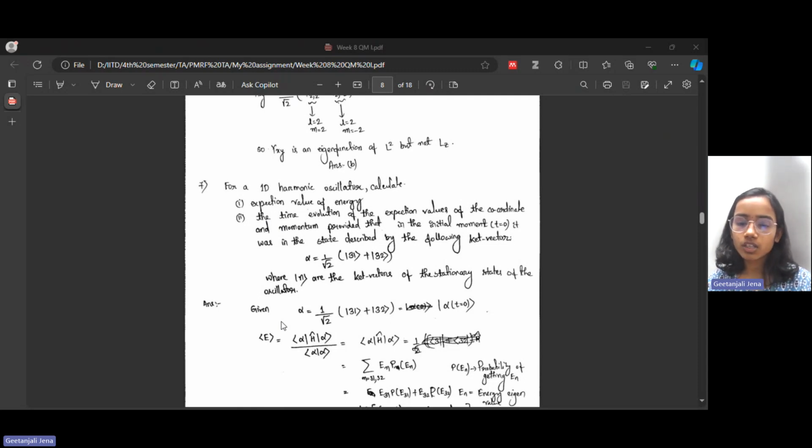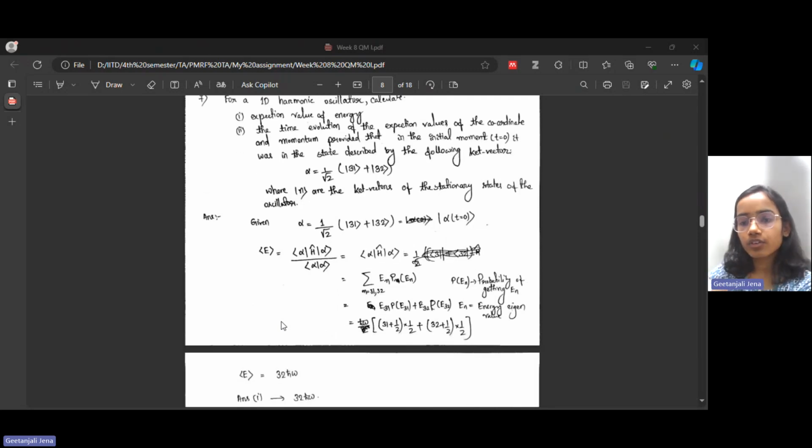You can also write the expectation value as the summation of the energy eigenvalues with their probabilities. What kind of state do you have here? You have the state 31 and another state 32. So the energy eigenvalue for the state 31 will be (31 plus half) h cut omega, and for the 32 state it will be (32 plus half) h cut omega. And you see that in alpha, these two states have the coefficient 1 by root 2.